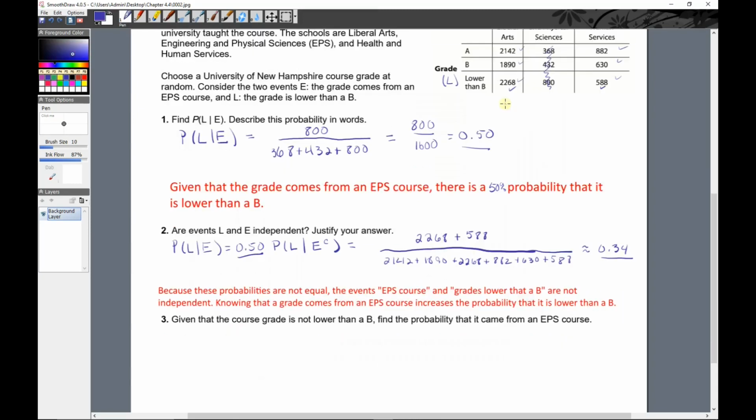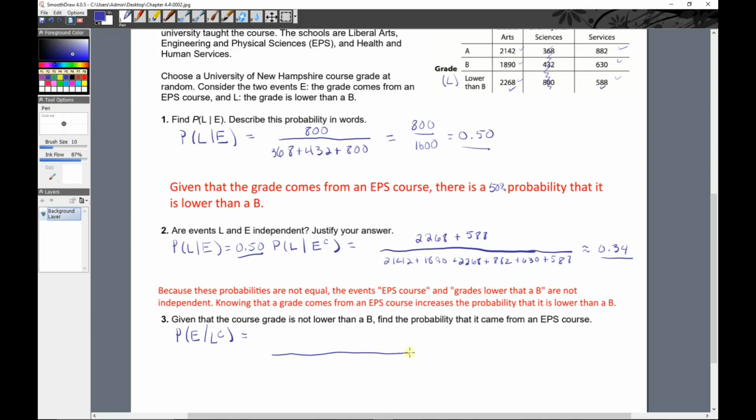So lastly, number 3, given that the course grade is not lower than a B, find the probability that it came from an EPS course. Let's go ahead and write this out in symbols. This is the probability of E, given L complement. Right? Given the course grade is not lower than a B, L complement is not lower than a B. Find the probability that it came from an EPS course. There's your E. All right, so let's go ahead and set this up.